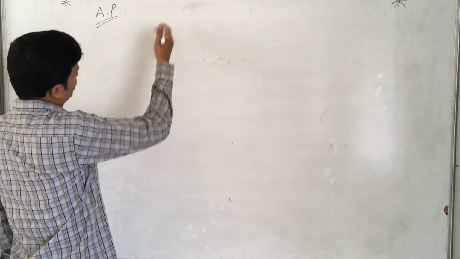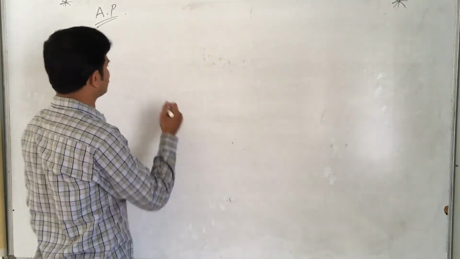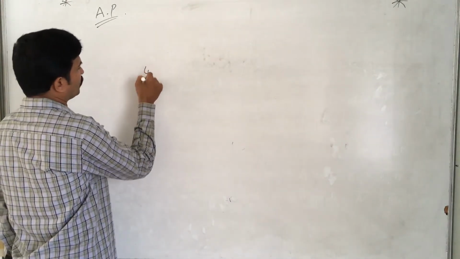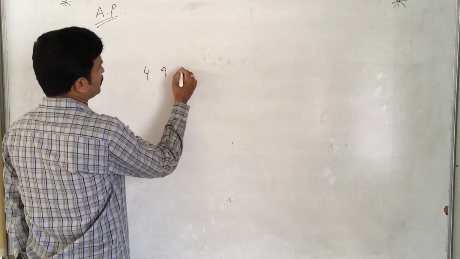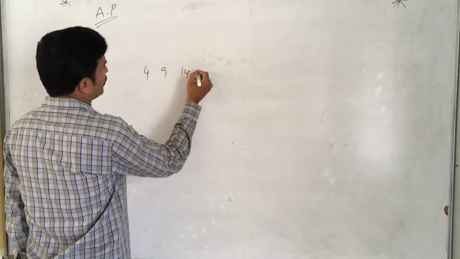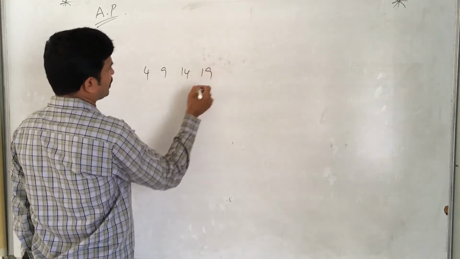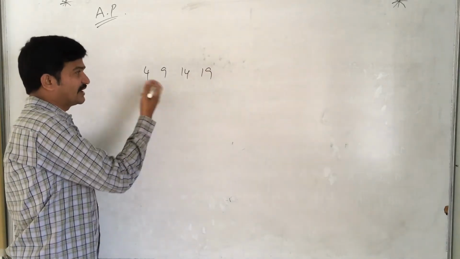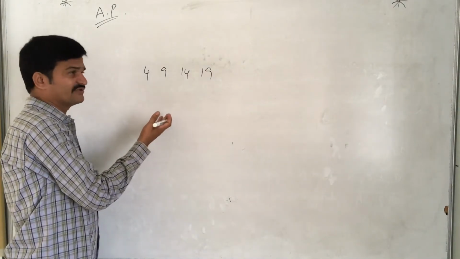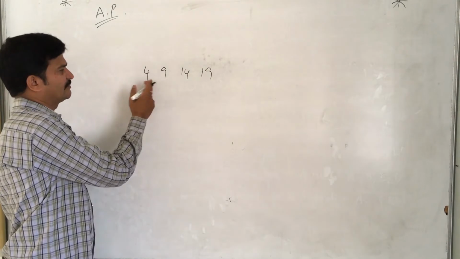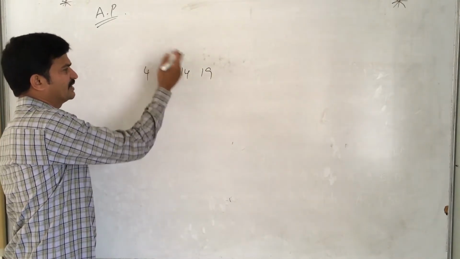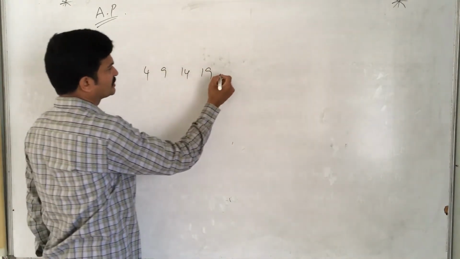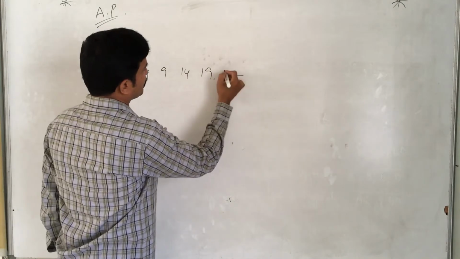Now let us consider one more example, children. Here I am taking 4, 9, 14, and what next? 19. I hope you may guess what fixed number we are adding here. It is 5, because 9 minus 4 is 5, 14 minus 9 is 5, 19 minus 14 is 5. So the next number is 24.